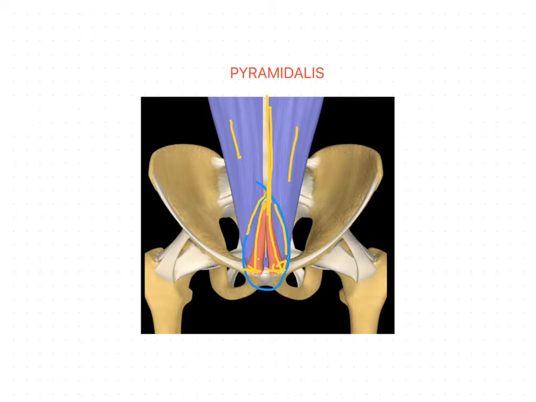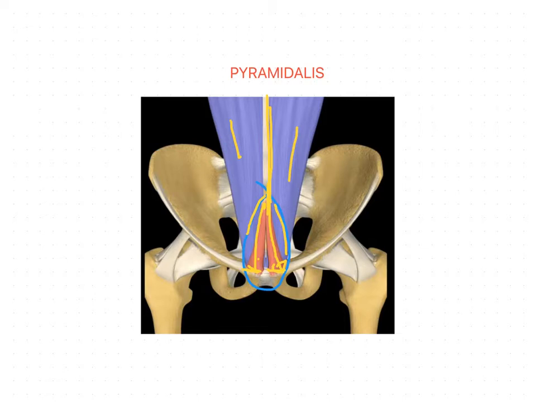So the pyramidalis muscle is supplied by the subcostal nerve. The action of the pyramidalis is the tensor of the linea alba. And this is about the pyramidalis muscle.